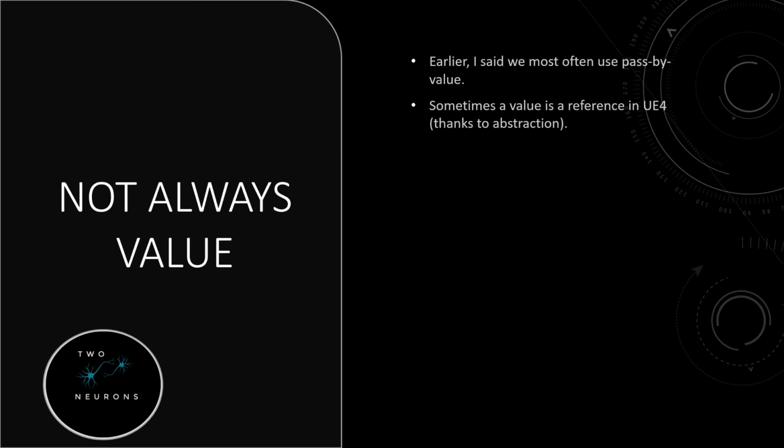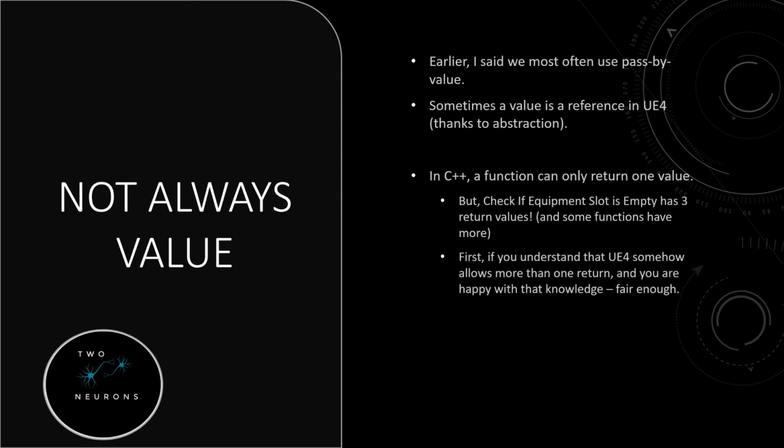Now, if you know the C++ side of UE4, then you know exactly where I'm going. I'll even put the code at the very end. So in C++, a function can only have one return value, or none if it's a void. It cannot have more than one return value. Never. I am pausing intentionally for you to argue with me about this really quickly. You might say, check if equipment slot is empty has 3 return values. And some of the functions we've created in this series have more than 3.